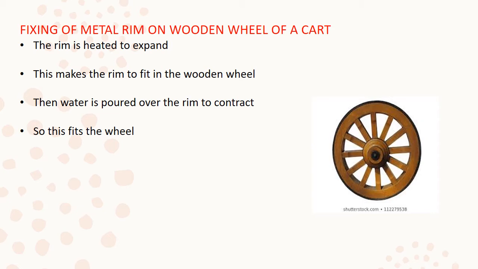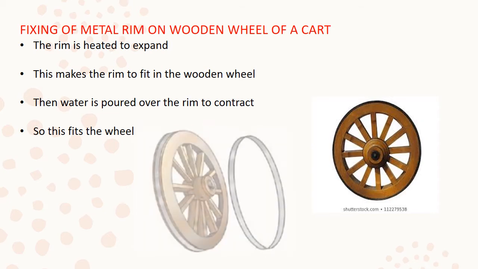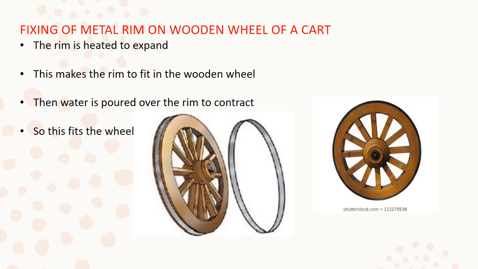What is done? The rim is heated to expand. The rim is heated and it expands, and this makes the rim fit on the wooden wheel. Once it is heated, it is fixed on the wooden wheel. Then water is poured over the rim to contract. In this way, the rim is fitted onto the wheel. Otherwise the wheel will be very easily destroyed. So this way the rim is fixed, right?